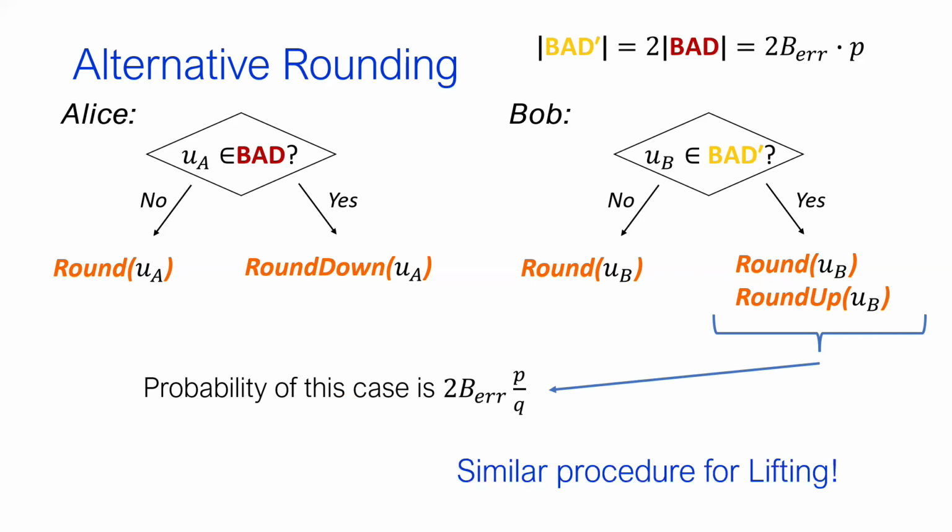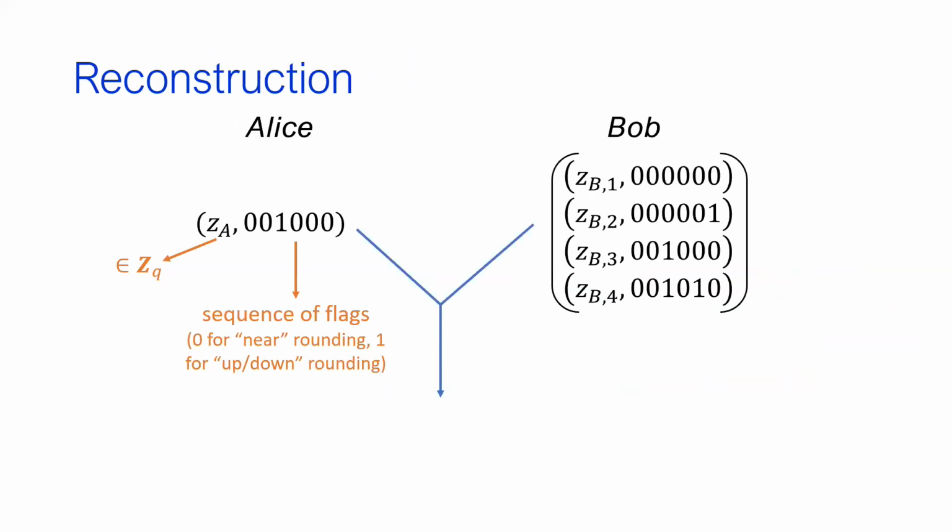previous work. And pretty much everything that I said for the rounding operation also happens for the lifting operation. So there is a similar type of correctness error, and we can address it in a similar fashion. So I already mentioned that our reconstruction is not going to be additive. So what does it look like in the end?